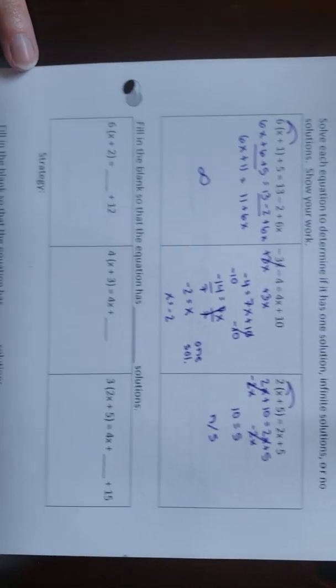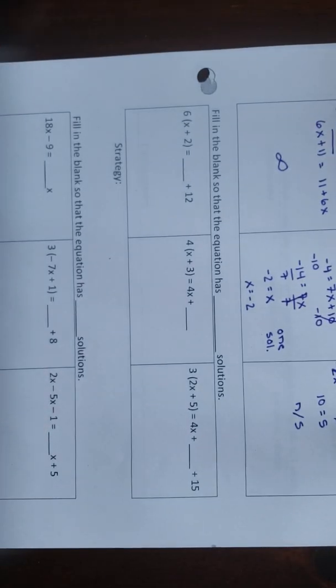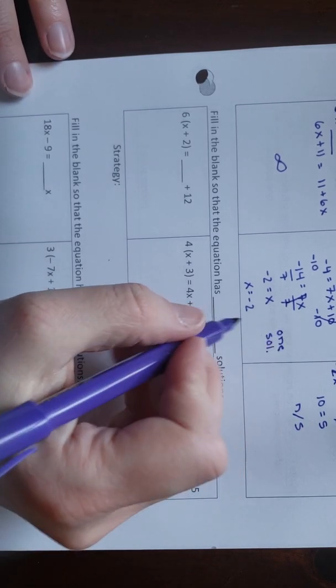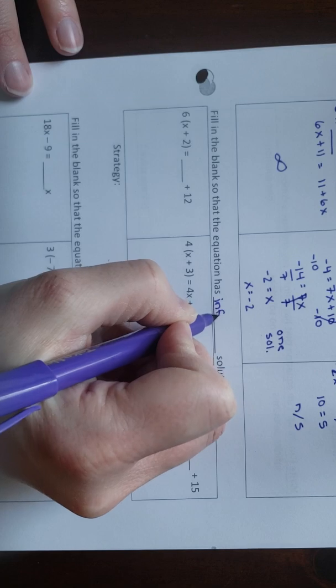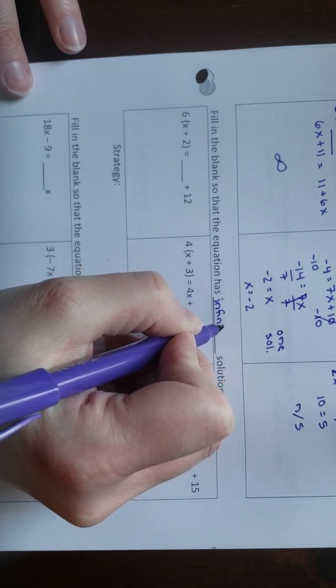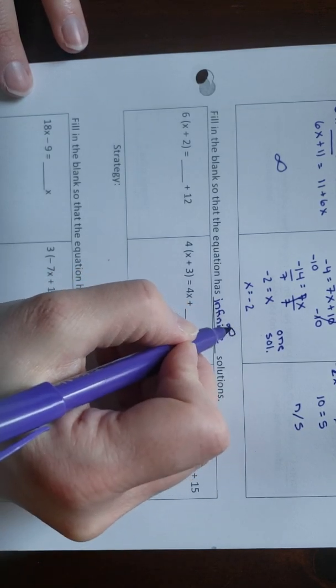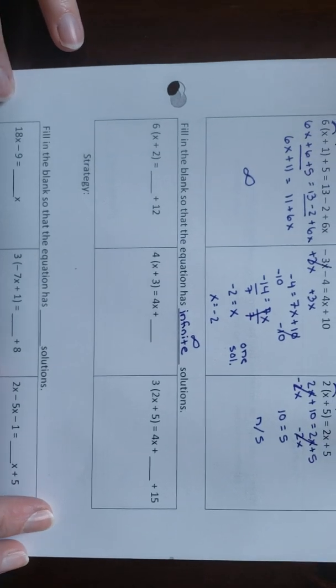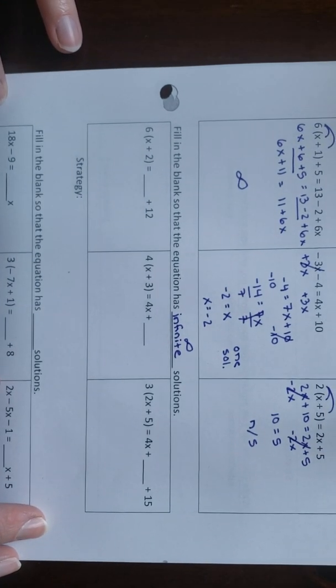Great. Okay, so now we are going to flip this on its head. We're going to do a moderately difficult phase here, and then we'll throw you in the deep end. So here we go. We're going to fill in these blanks so that the equations have infinite solutions. And the characteristic for that is that they are the same on each side.